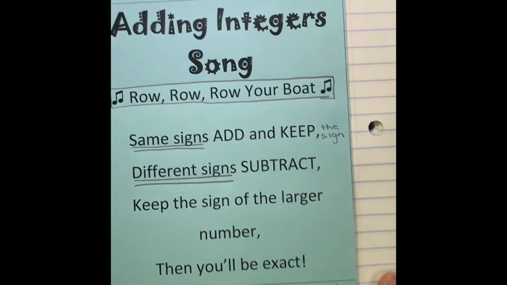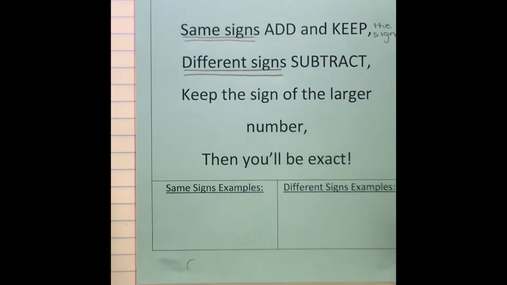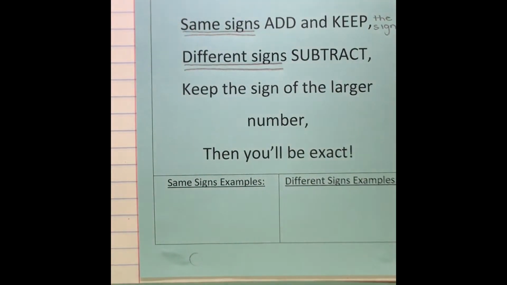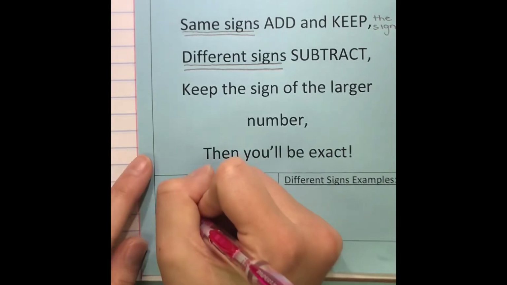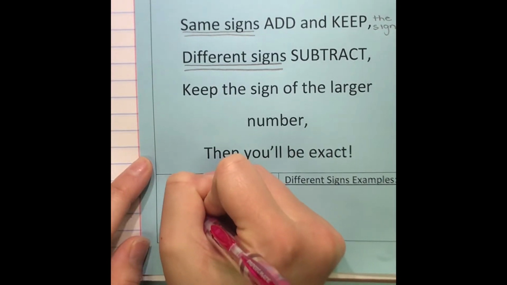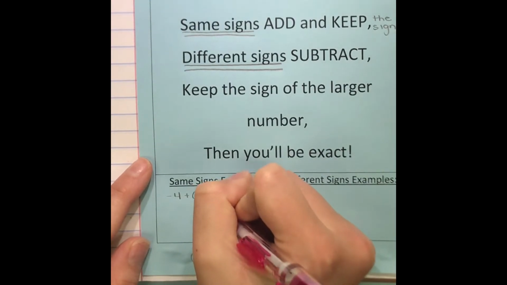Okay, so we're going to do a couple examples. We're going to use these two steps I gave you. So down here at the bottom, we're going to start here. Write this problem down. -4 plus -8.